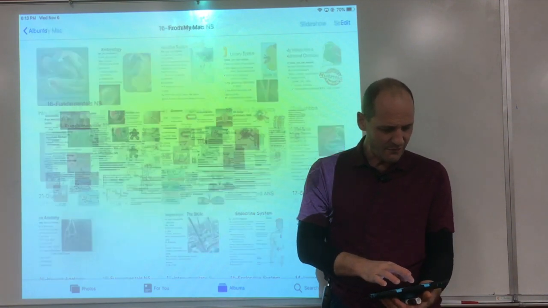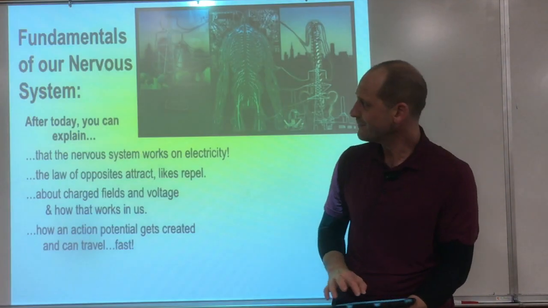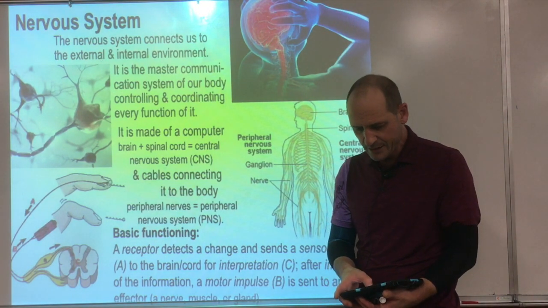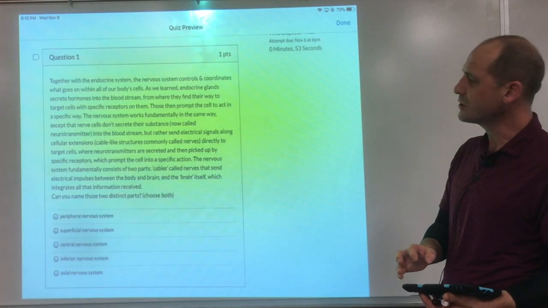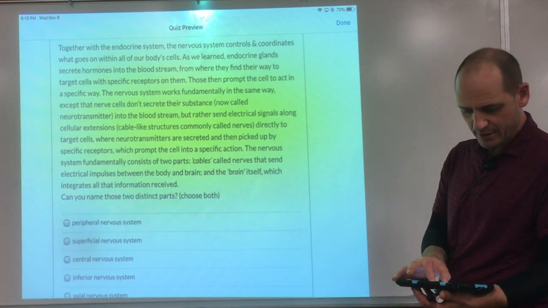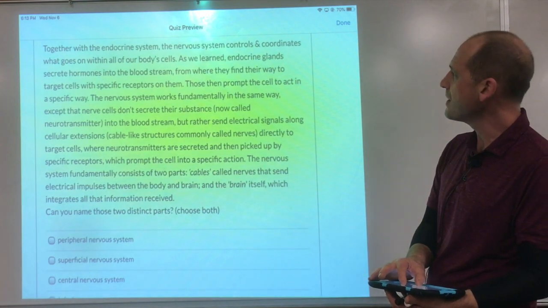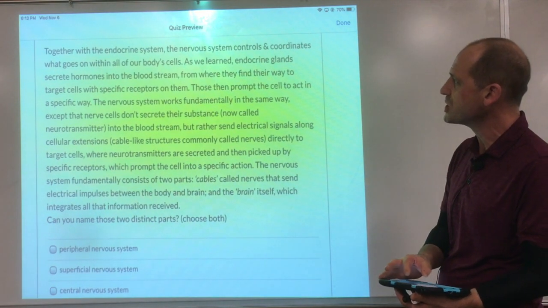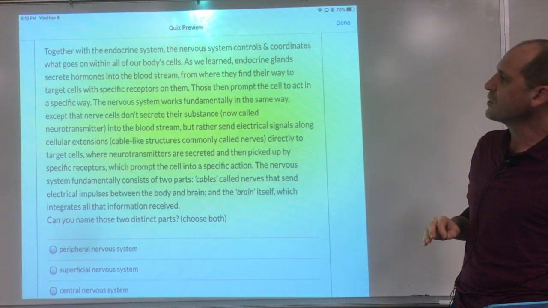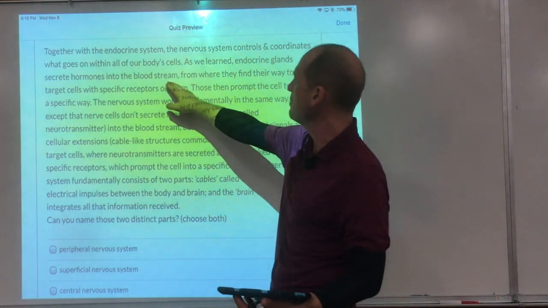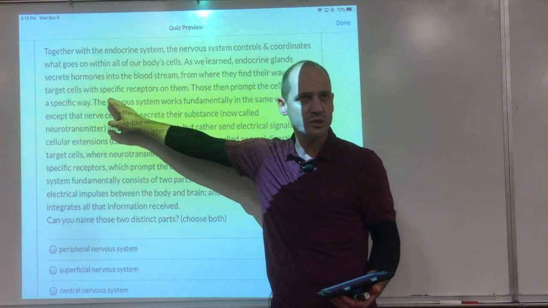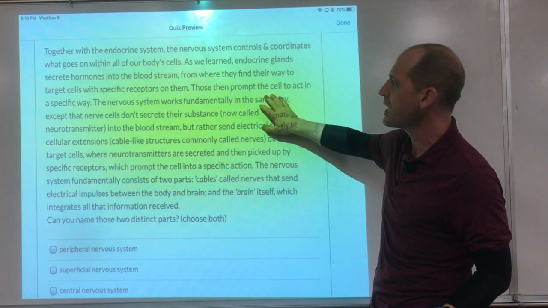So let's see. We first start with this chapter here, the electricity chapter. All right, so let's go through a little bit of physiology of the nervous system, and then a little bit of fundamental anatomy. Together with the endocrine system, the nervous system controls and coordinates what goes on within all of our body cells. As we learned, the endocrine system secretes hormones into the bloodstream, from where they find a specific receptor on a target cell. Remember that? Those then prompt the cell to act in specific ways.